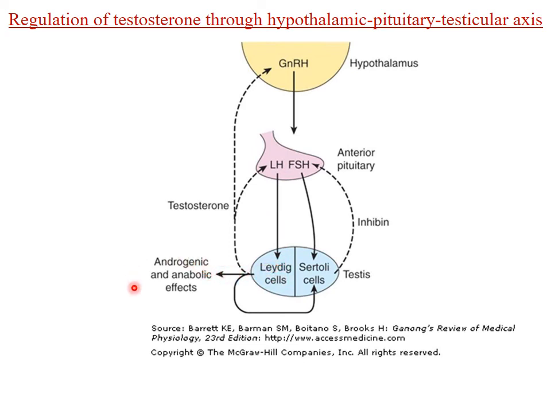So testosterone will be produced and it will have the anabolic effect, and you can see that the testosterone will be inhibiting the LH, right? It will be inhibiting the LH, and also it will be inhibiting the GnRH. So this is a negative feedback regulation.